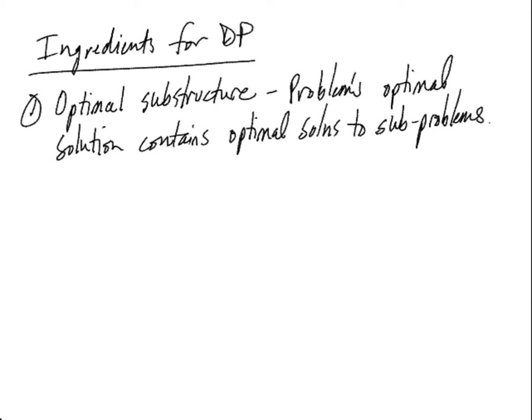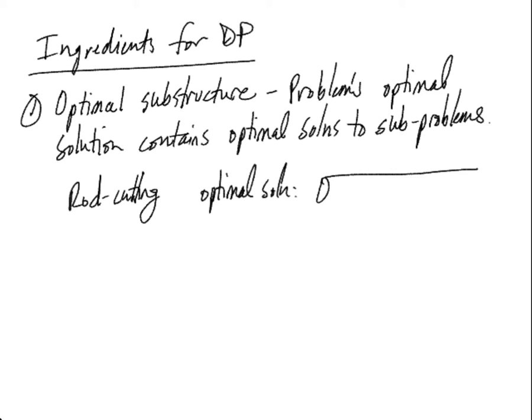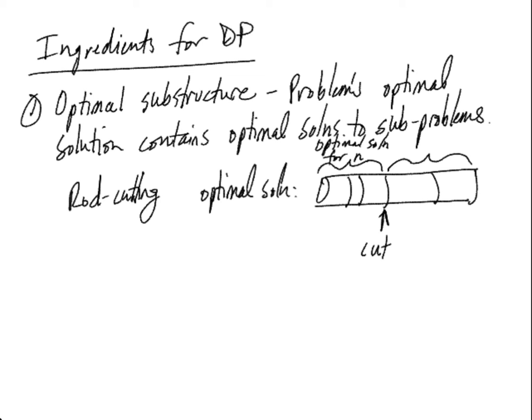What does this mean? Let's take the rod cutting example. Let's suppose that the optimal solution looks something like this. We're going to have a rod, and we're going to have some cuts. And let's consider this cut here. What optimal substructure means is either side of this cut is an optimal solution. So this is an optimal solution for length n. And this is an optimal solution for length m.